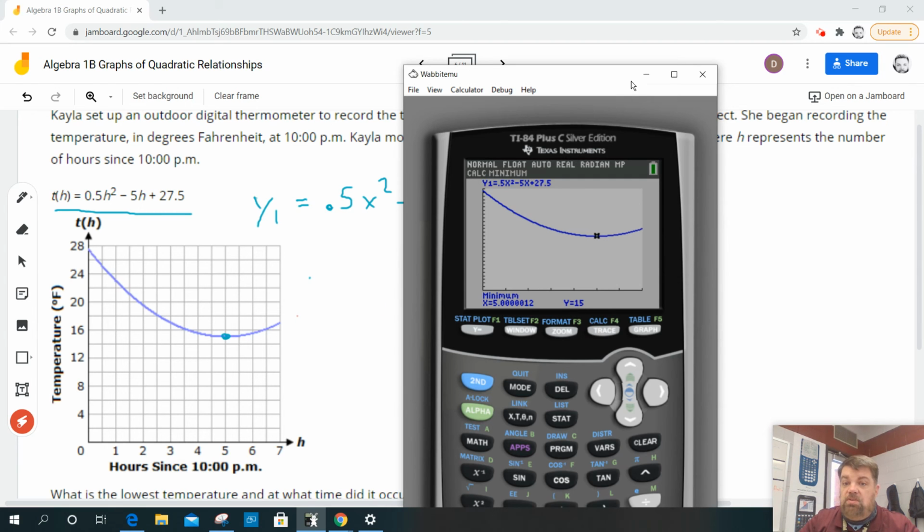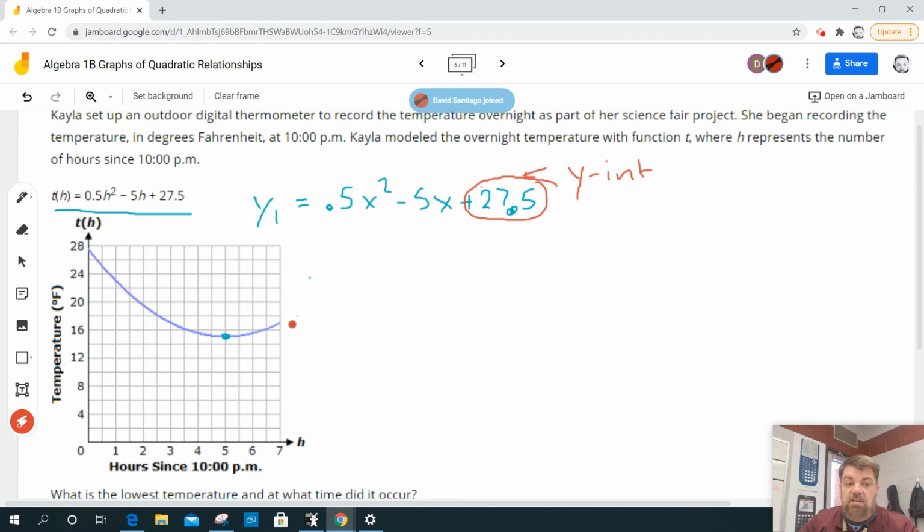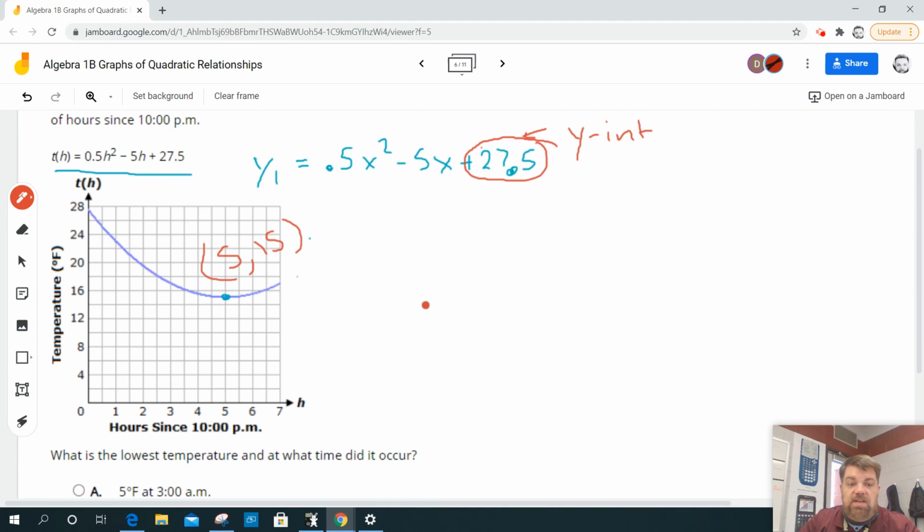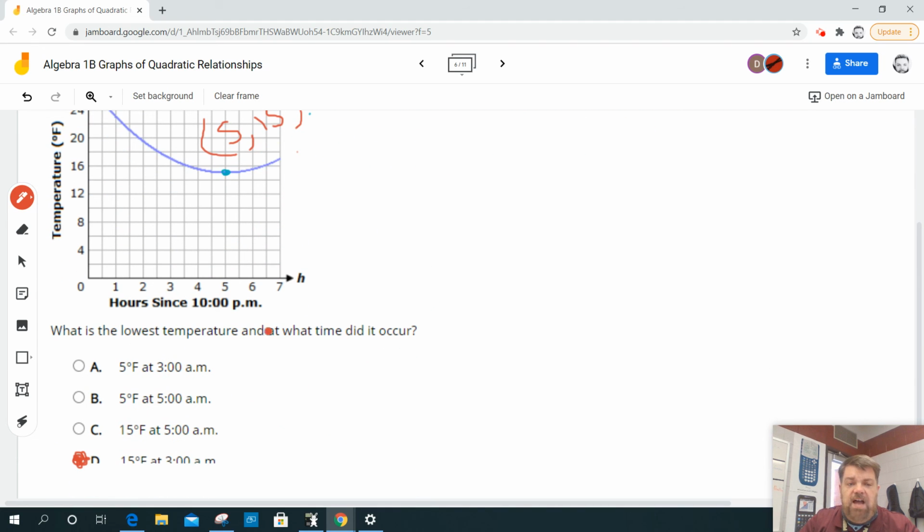So that's true. It occurs at 5, 15. Oops, wrong thing. 5, 15. Now remember, 15 represents the temperature. And 5 hours after 10 p.m. it actually occurs at 3 a.m. Okay, and that's how you use the calculator to double check and make sure.